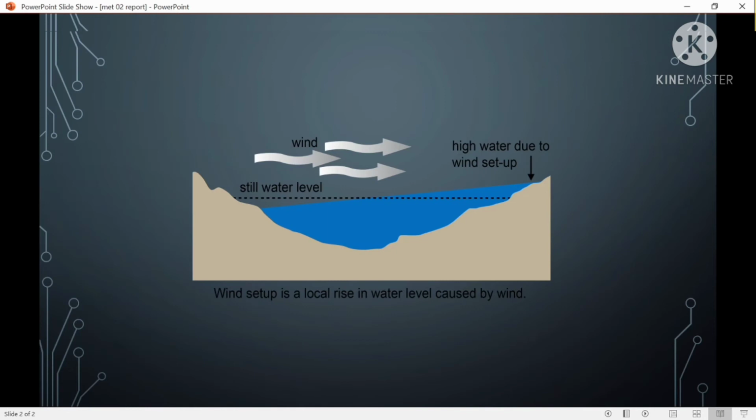Ito naman yung picture, makikita mo yung still water level, yung sukat ng tubig. Tapos pag na-anuhan siya ng hangin, magbabago, tataas yung tubig niya.